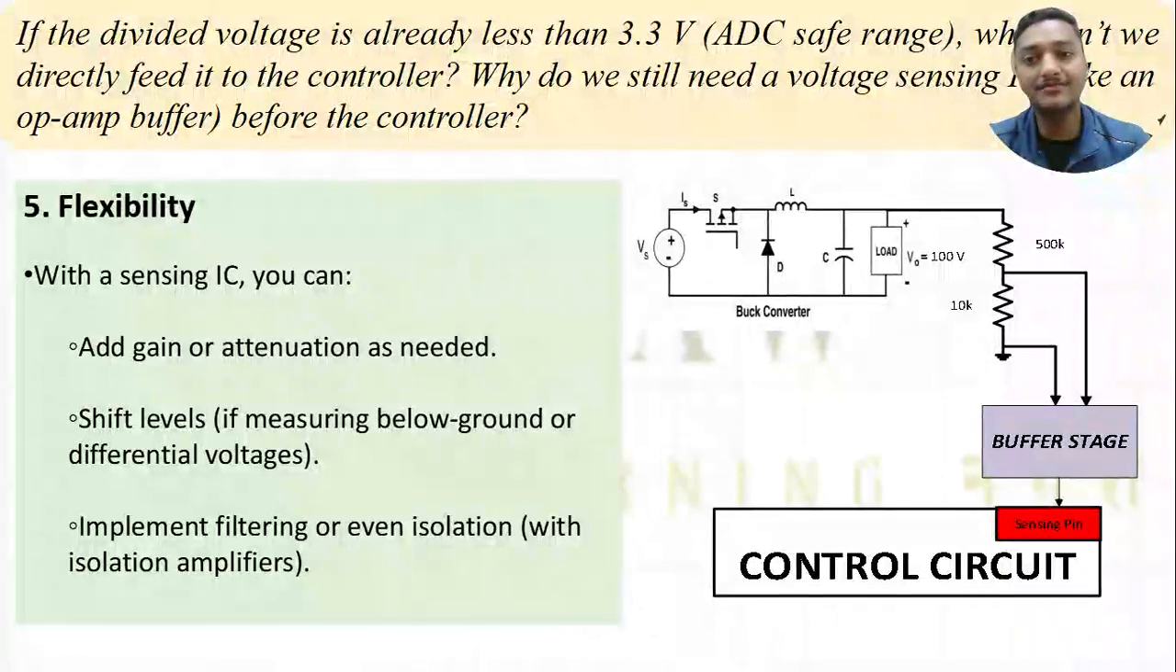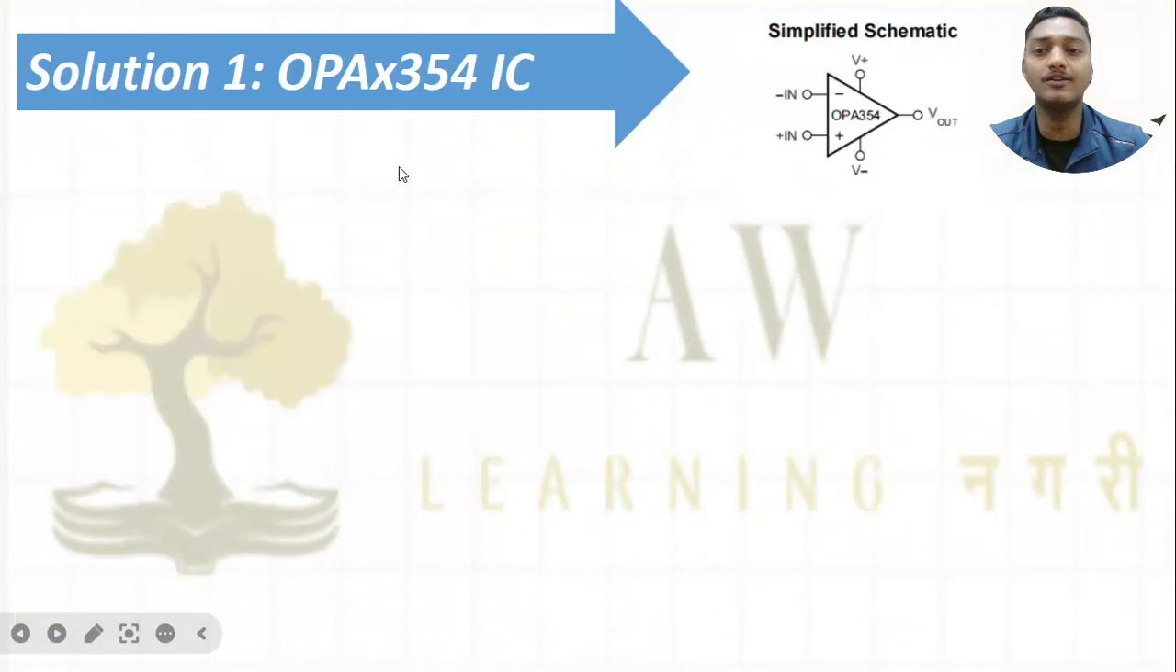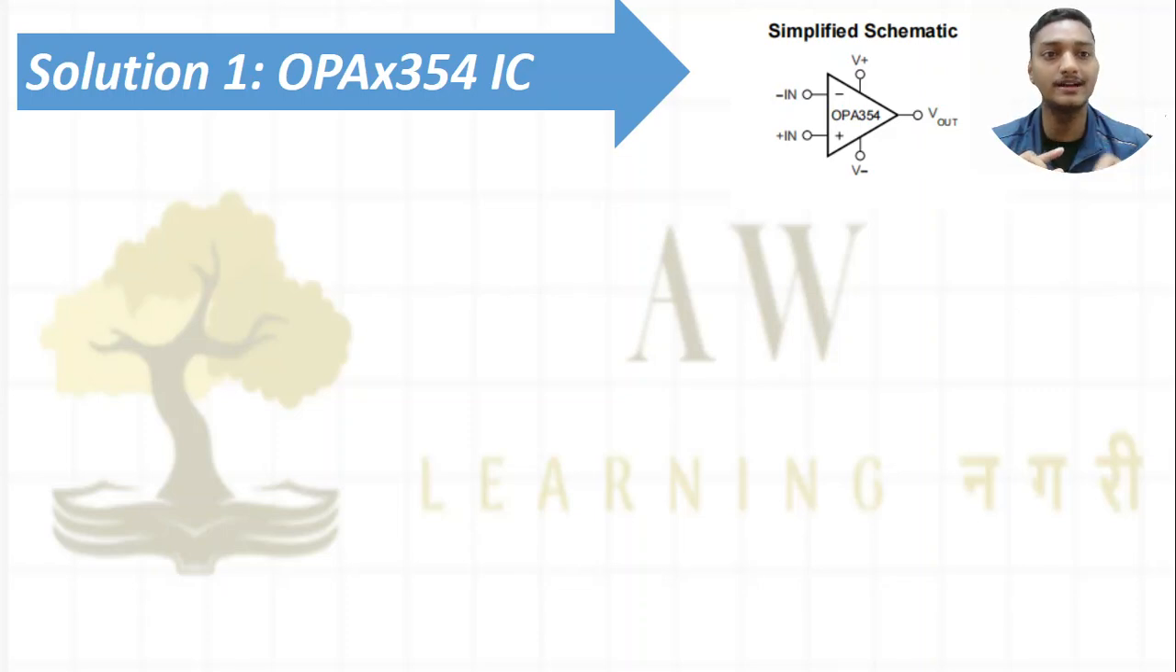Another reason is flexibility. We can add gain and attenuate as needed. As I told you about the AC signal, all those things we can do here. I hope you understand the things covered till now. So why can't we directly connect the voltage divider output to the control board, that is the sensing pin, right? Now what are the options, what are the solutions?